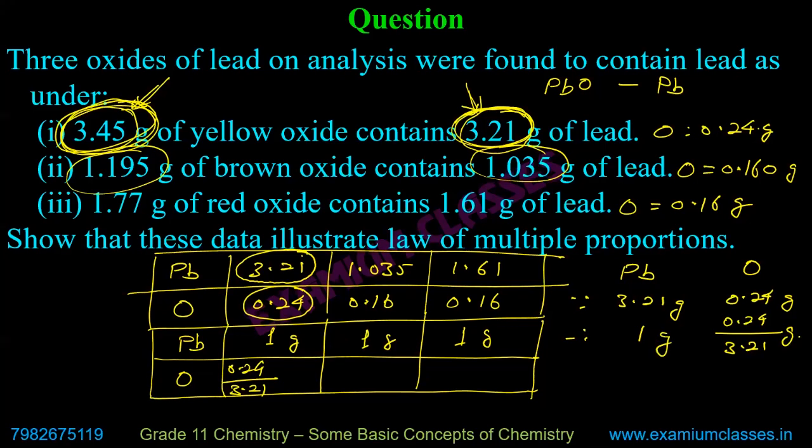Yes, sir. If you have any confusion, you need to let me know. Okay? So for 1 gram of lead, I calculated how much oxygen will be there. Similarly, here it will be 0.16 divided by 1.035. Here it will be 0.16 divided by 1.61. And I need to calculate these values.